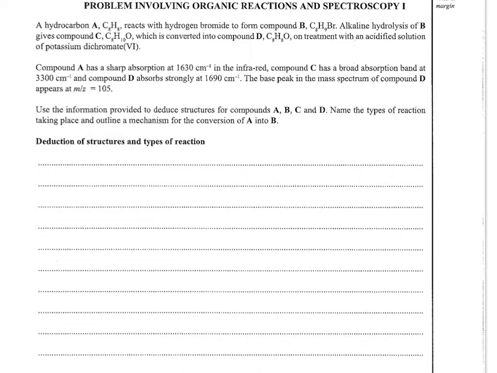So let's just read through it together. It says a hydrocarbon A, C8H8, reacts with hydrogen bromide to form compound B, C8H9Br. So what I'll do is I'll highlight different parts of it and then possibly put down what that says to me on the right hand side as little notes to myself.